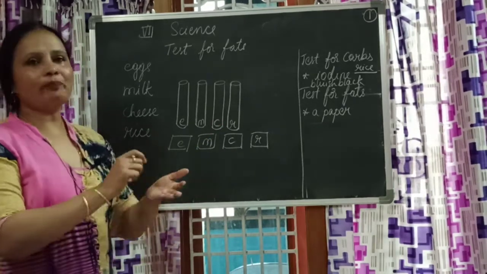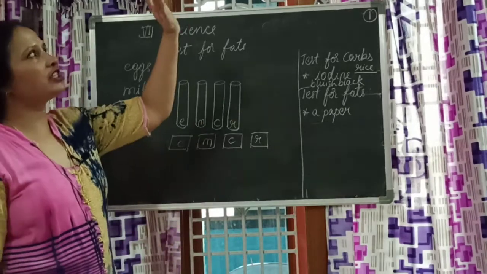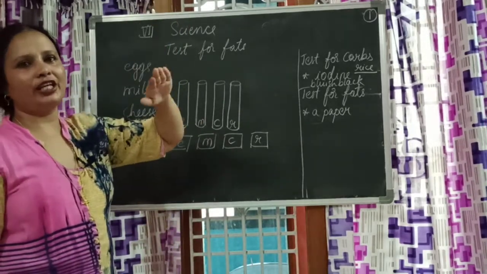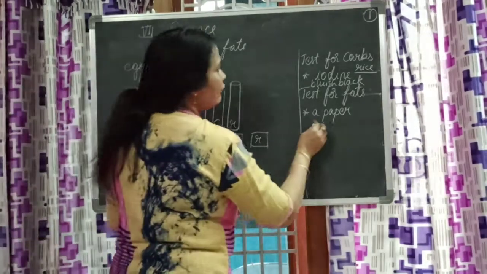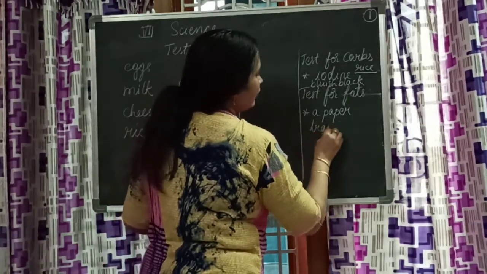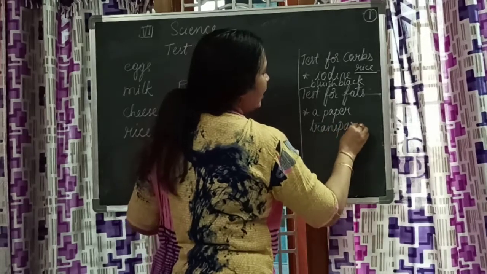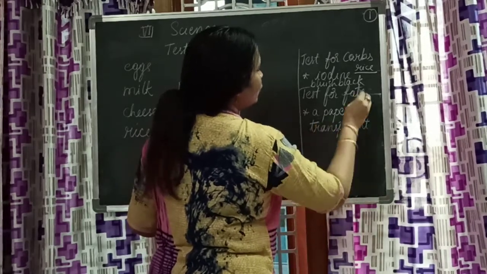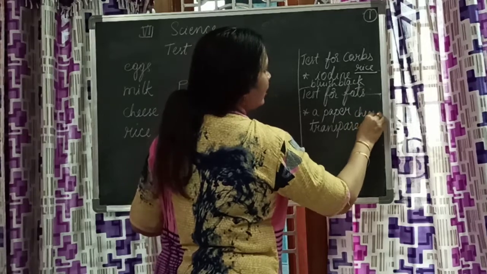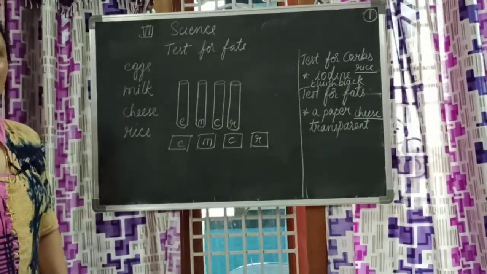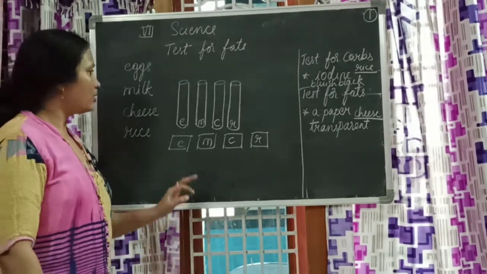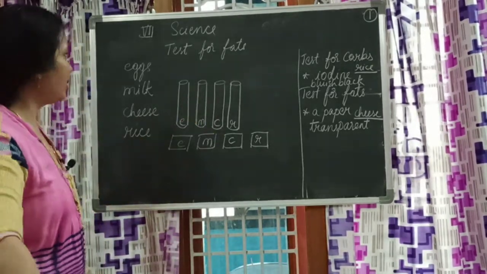Next, you rub cheese on a paper and then lift it up. You see the oil sheen, which helps you to see through it. So if the paper becomes transparent, it shows the presence of fats. So what showed the presence of fats? Cheese showed the presence of fats. So that is one.